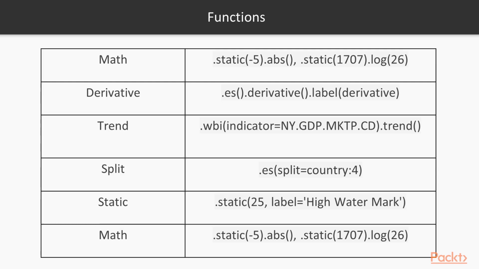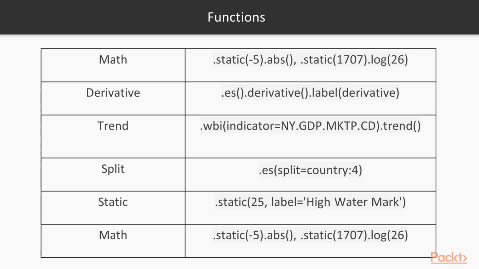So now you can do a bunch of functions. I'm not going to run through all of these, but we'll be able to figure it out. We have a math function. We can do static values. We can do absolute values, log of a value. We can do derivatives, trending. We can split, which is just like any other Elasticsearch group by, where you're splitting your map. You're drawing your different functions per field. So in the other data set, we could split a line per restaurant name, per DBA.